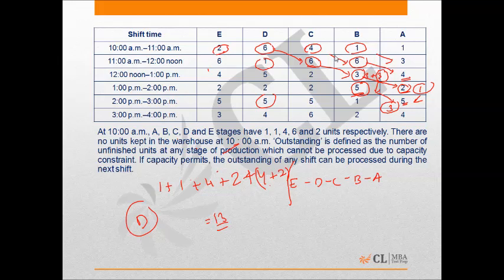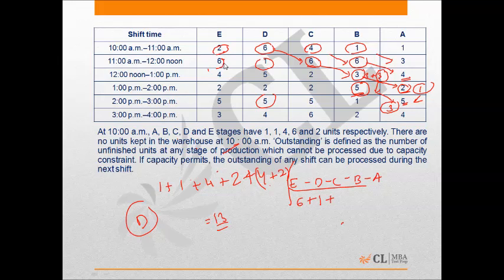Now here there are only two stages, D is the final stage and E is the initial stage, and we have to maximize the number of finished products that can be produced till 4. So look at the number of units at D between 10 and 11, it is 6. So all these 6 units will be final product at 11. Now coming to stage E, which has 2 units at 10, and when these 2 units are shifted to stage D at 11, one unit will get processed as final product, and the remaining unit will remain at the same stage as an outstanding.